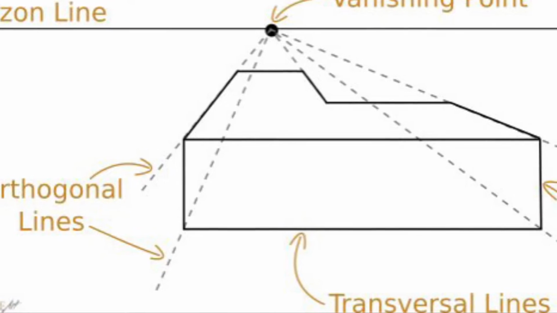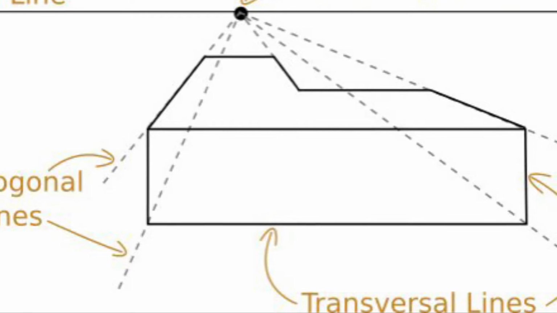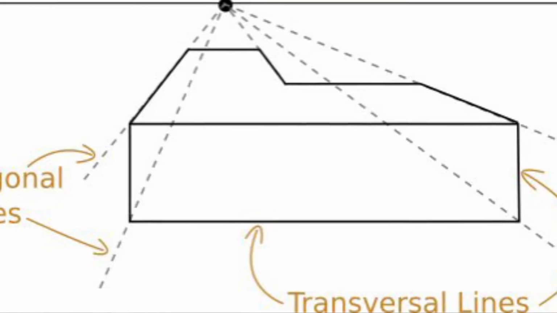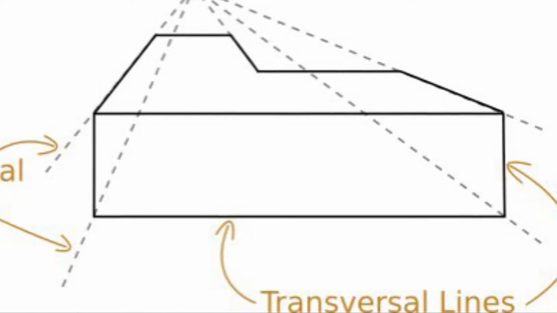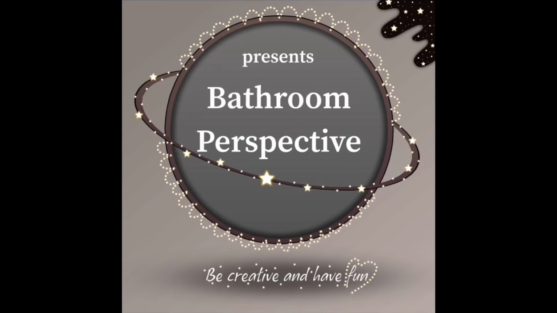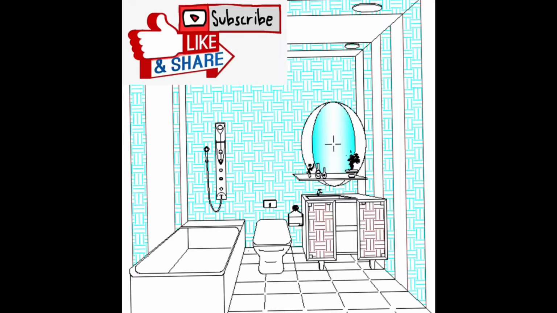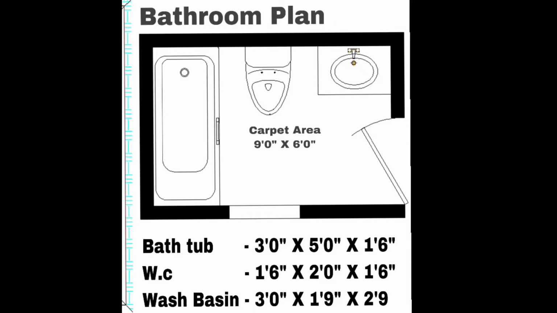Orthogonal lines, which are often imaginary, connect the vanishing point to other points in your drawing. Transversal lines establish a fixed height or width between two orthogonal lines. This is the layout plan of the 9 feet by 6 feet bathroom that we will make.